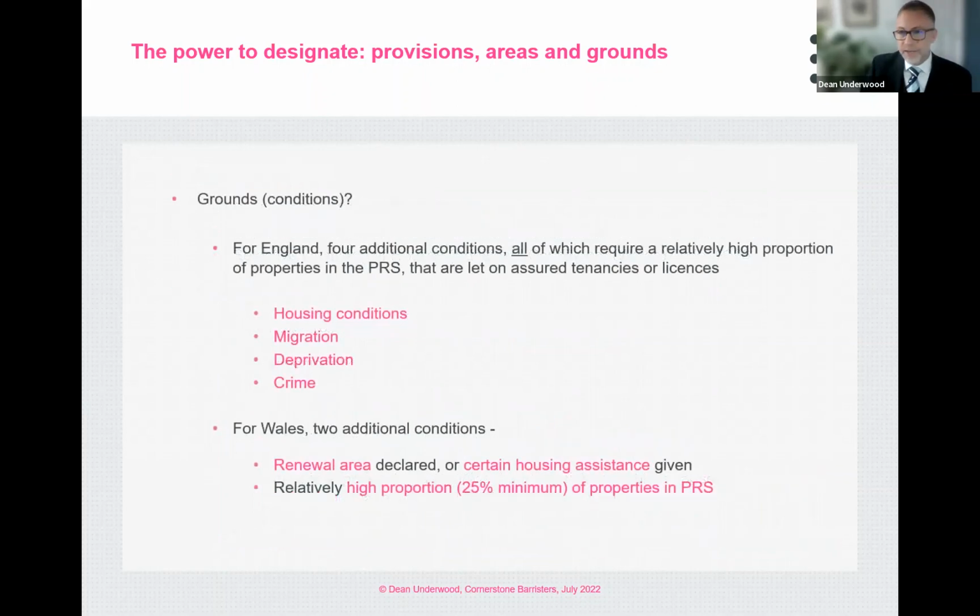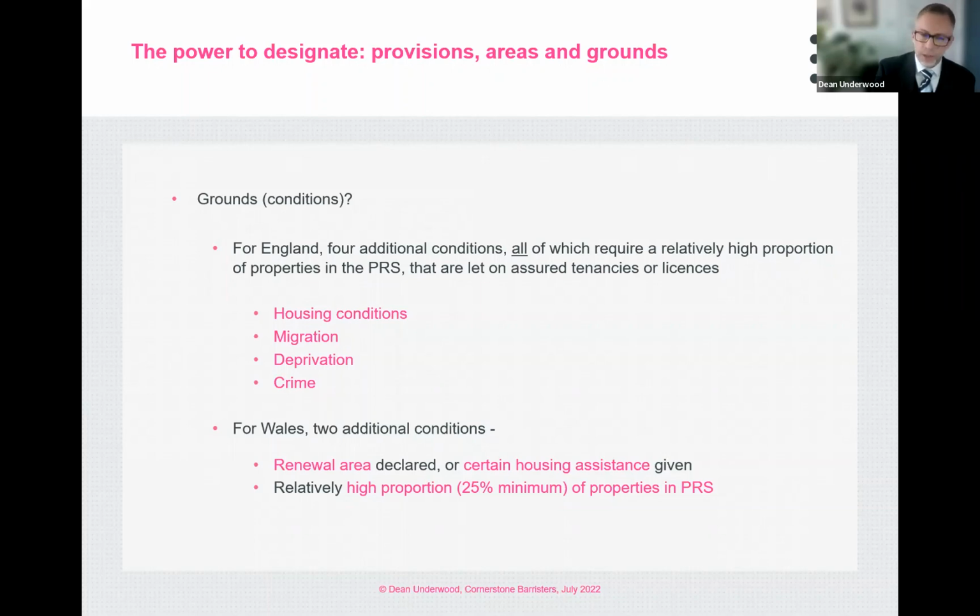So there are, as indicated, additional conditions that have been prescribed by secondary legislation. I'm not going to take you through them in great detail because of time constraints. But in England, they are different in England and Wales. There are 4 such conditions. Now, importantly, as indicated on the last slide, all of the additional conditions require a relatively high proportion of properties in the private rented sector that are let on assured tenancies or licenses.